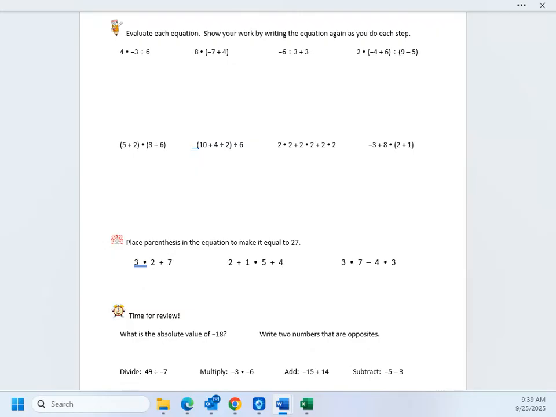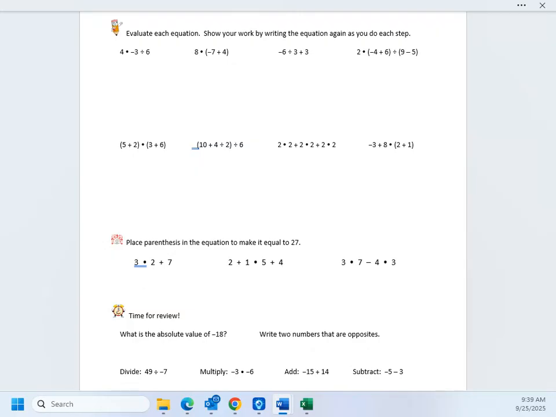Get the answer. You're going to do the math, right? So when you see evaluate, you see solve, you're doing the math, you're doing the operations in the correct order. Show your work by writing the equation again as you do each step.